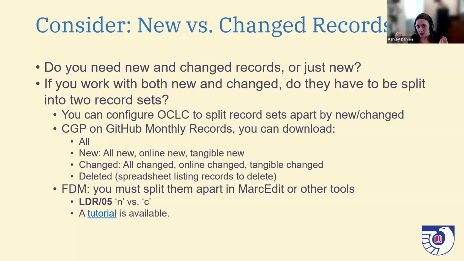You can configure OCLC, if you're working with OCLC, to split those records apart by new and changed in advance. If you're working with GitHub, yes, you can do it. At the moment, if you're in the monthly record sets, you can download all of the records for that month. You can download all of the new records. You can download all of the new online format records, and you can download all of the new tangible format records. That's a recent change that they made to split it out by format.